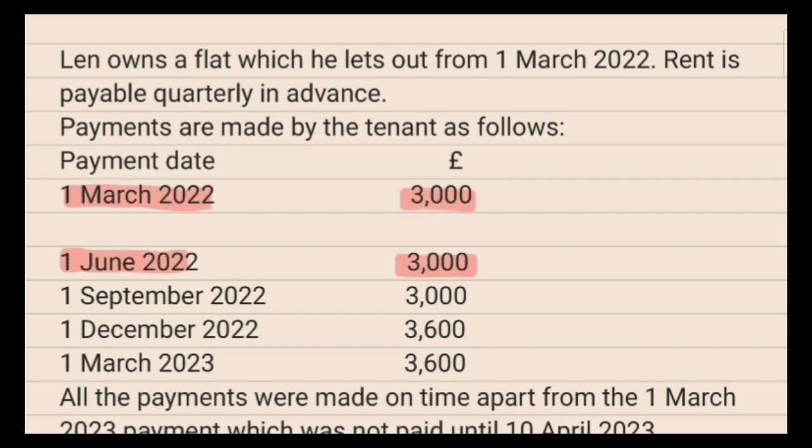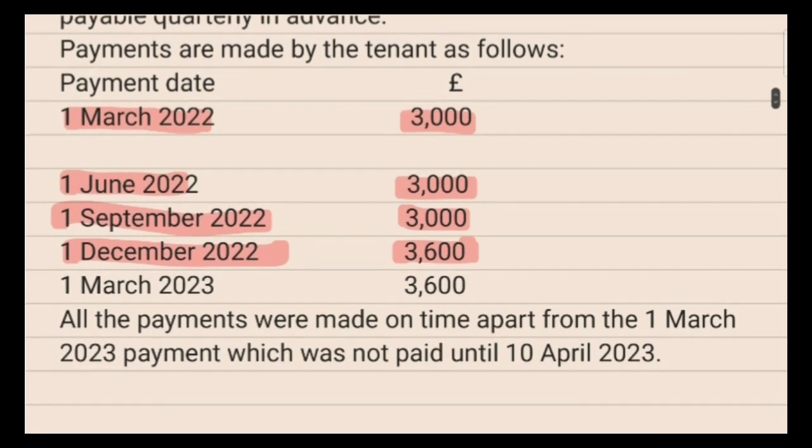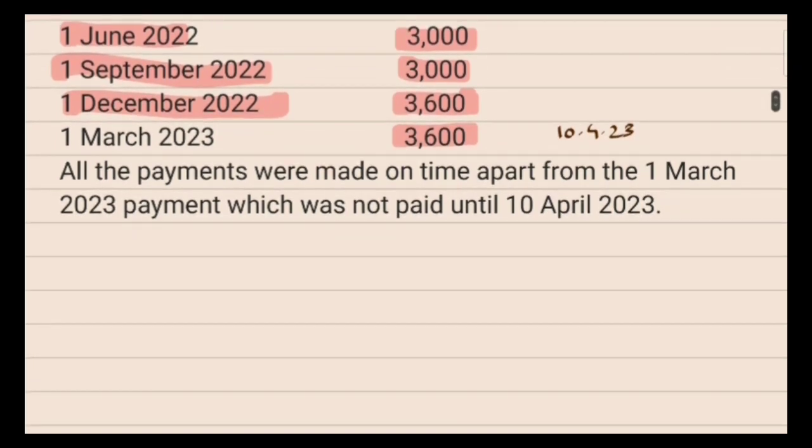1st June 3,000. 1st September 3,000. 1st December 3,600. So he has paid all the installments in time. On 1st March 23, he also paid 3,600. So all the payments were made on time apart from the 1st March 23 payment, which was not paid until 10th April. So this payment was made on 10th April 2023. All other payments were made in time.